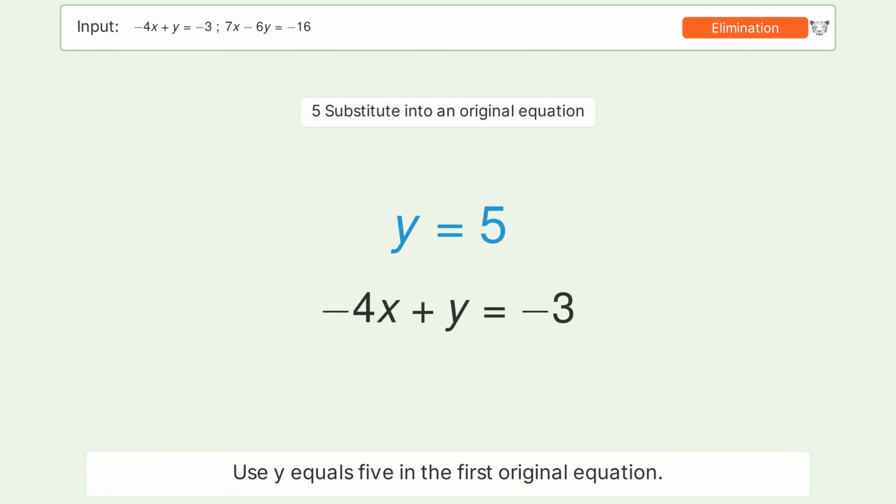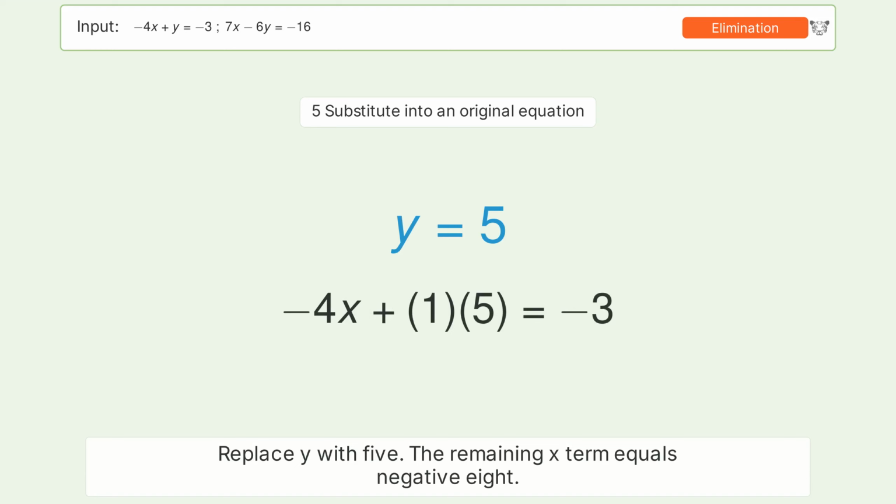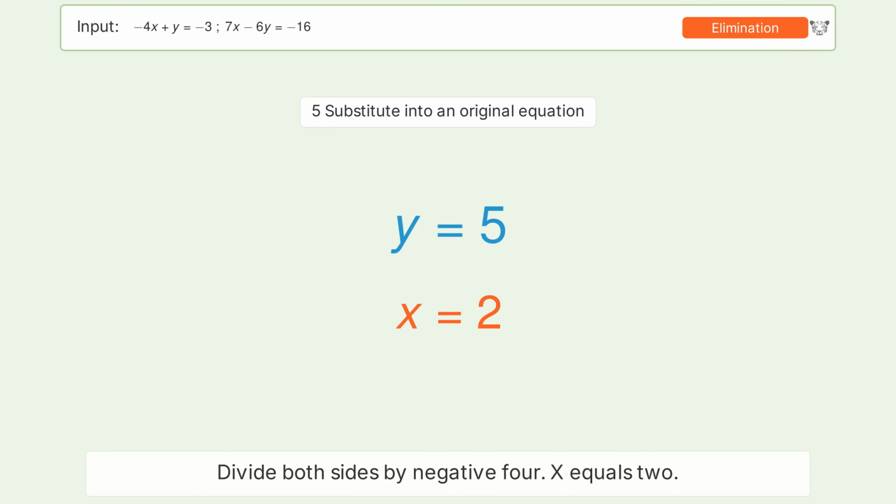Use y equals 5 in the first original equation. Replace y with 5. The remaining x term equals negative 8. Divide both sides by negative 4. X equals 2.